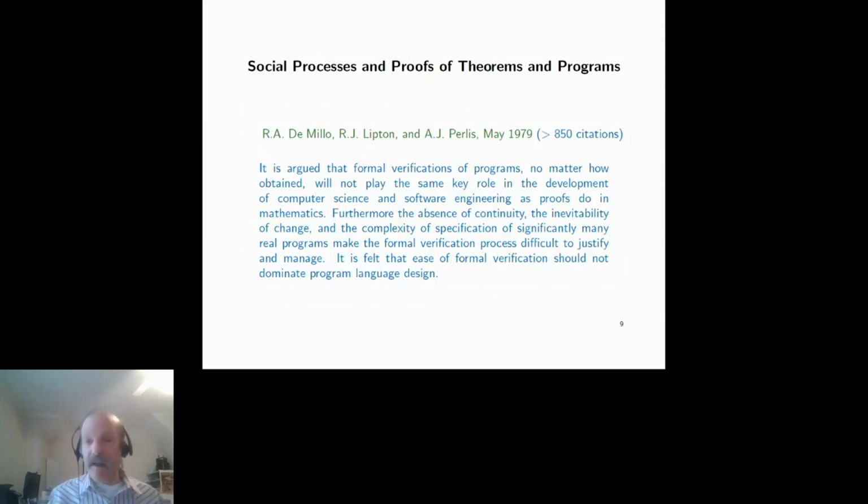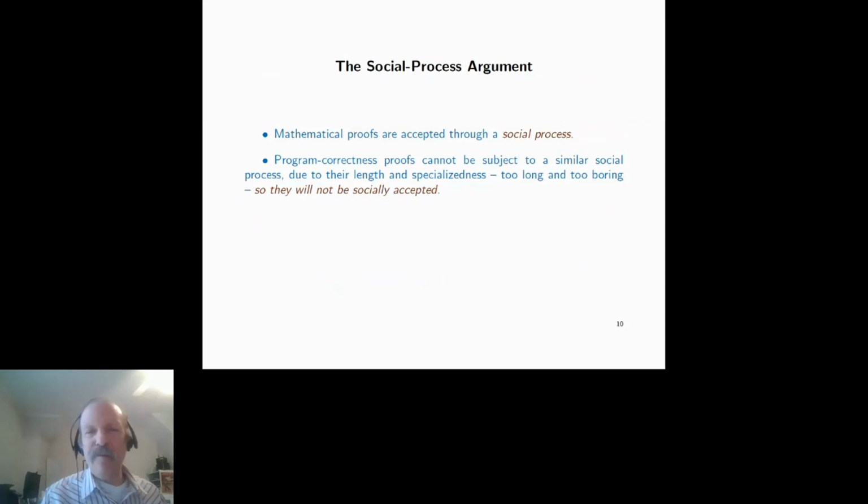So this basically says the whole program verification enterprise, which at that point was 30 years old, because this was May 1979 and Turing was June 1949, is misguided. As you can imagine, this was a fairly controversial paper, but it did make a very strong argument.